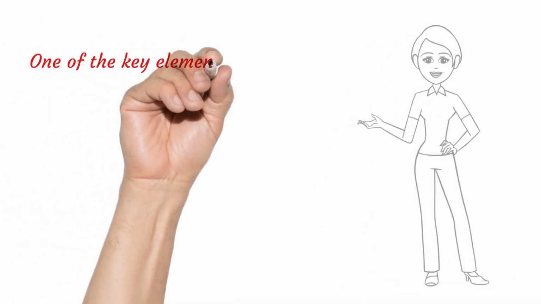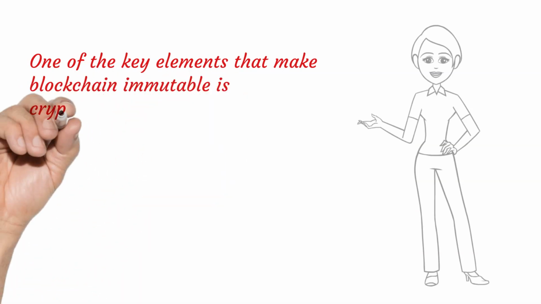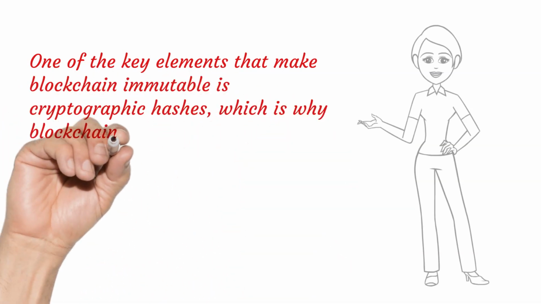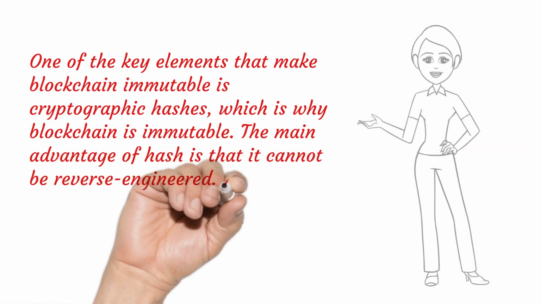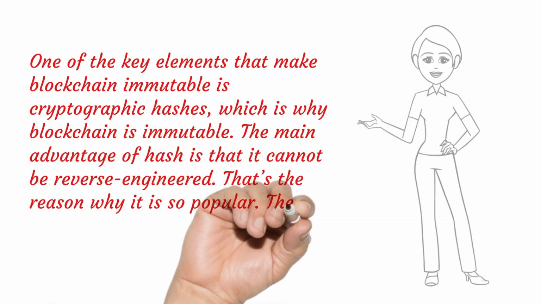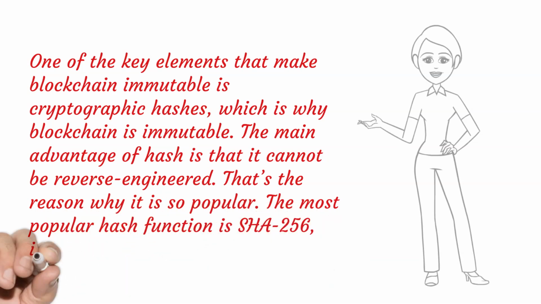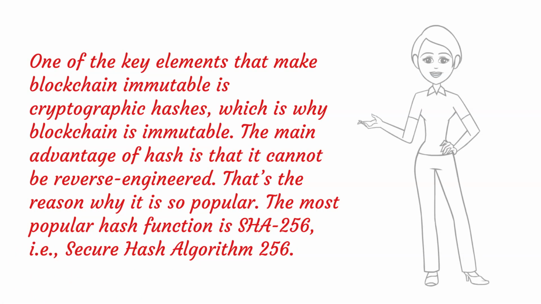How is immutability achieved? One of the key elements that make blockchain immutable is cryptographic hashes. The main advantage of a hash is that it cannot be reverse engineered. That's the reason why it is so popular. The most popular hash function is SHA-256, i.e., Secure Hash Algorithm 256.